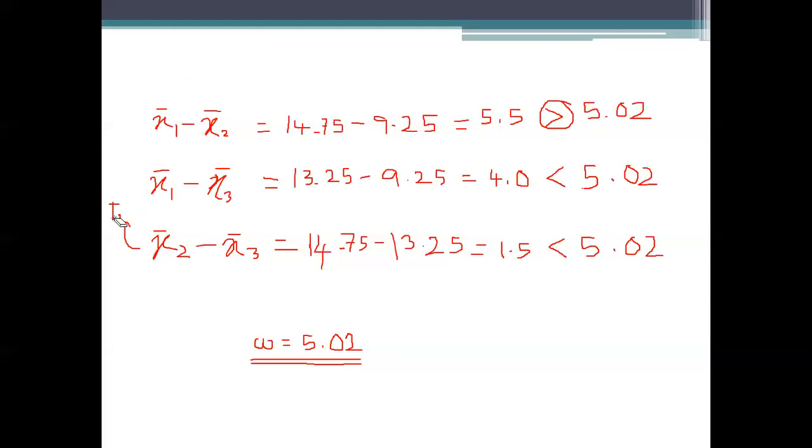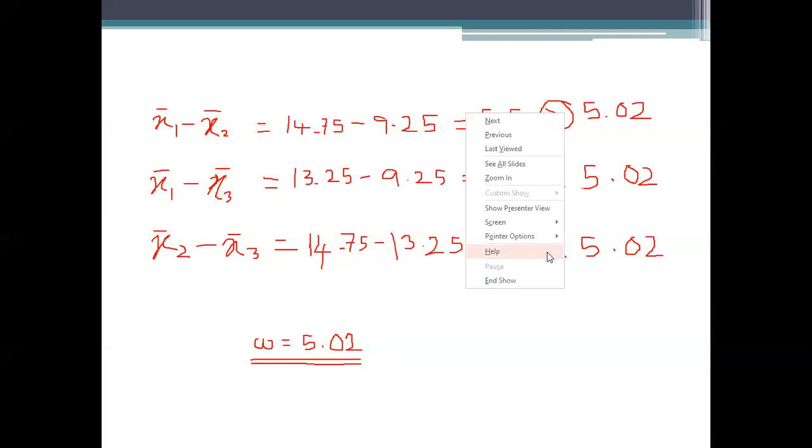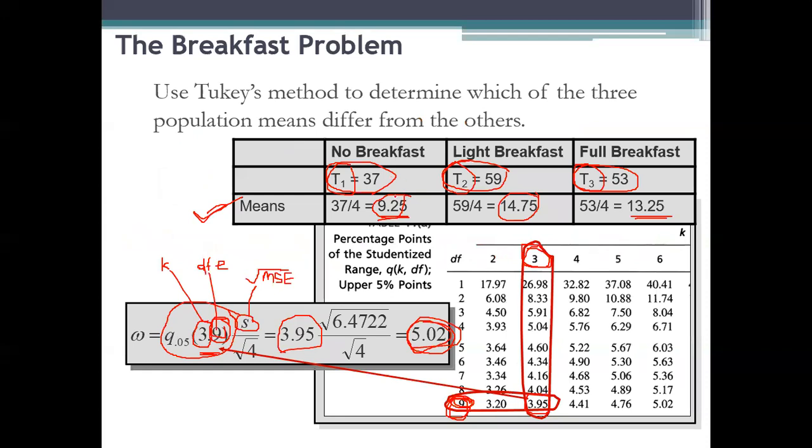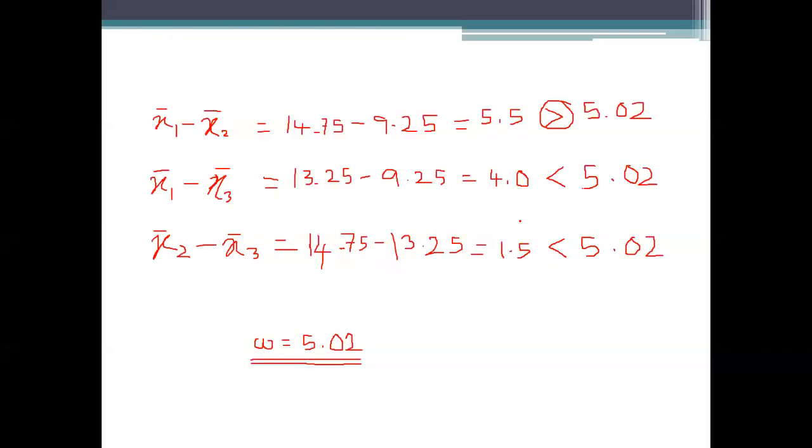Okay, now let's see the first comparison, that is between T1 and T2. For T1, what is the value that we are going to get? The mean for T1 and the mean for T2. So the mean for T1 is 9.25 and T2 is 14.75. So how to get the difference of value? The highest mean, that is 14.75, minus 9.25. Okay, so you will get 5.5.